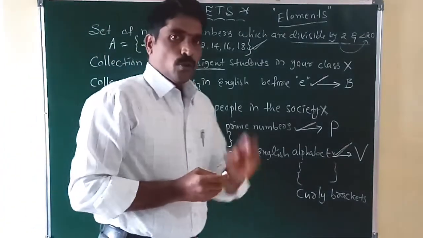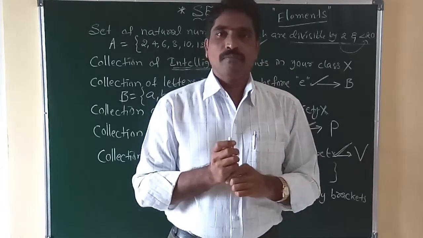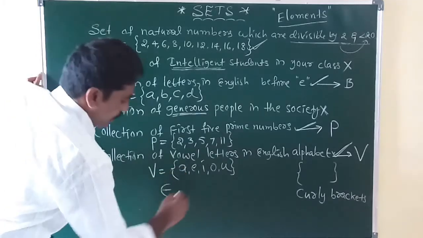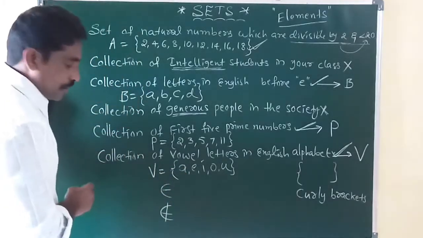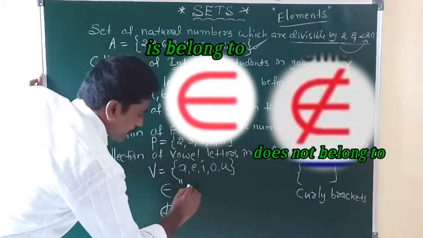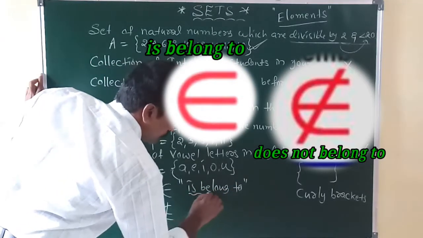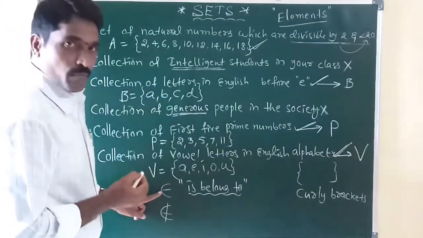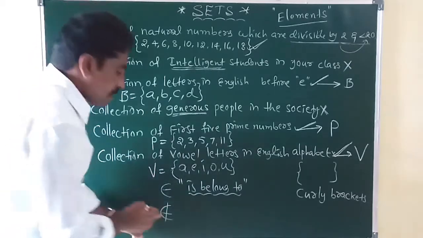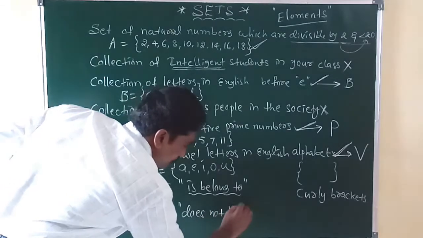There are 2 symbols in this sets chapter. The 2 symbols are this one and this one. This symbol is read as "belongs to". This other symbol is read as "does not belong to".